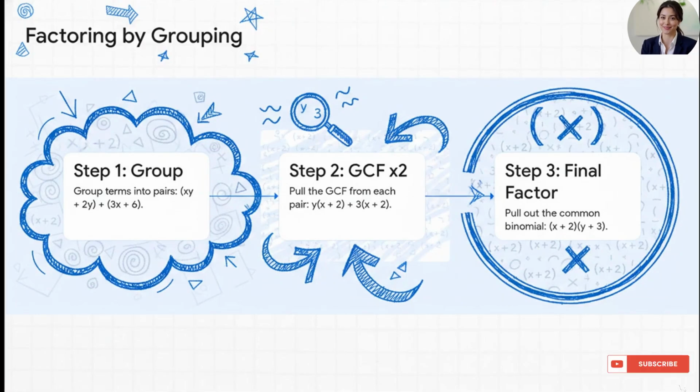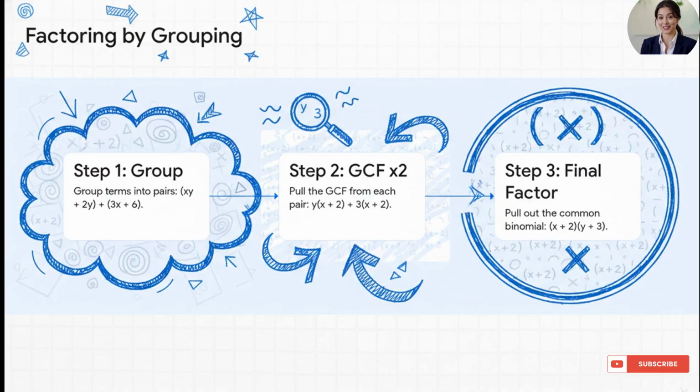Take a look at this one. First, we'll group the first two terms together, and then the last two terms. Now just look at each little group separately and pull out its own GCF. For the first pair, the GCF is y, which leaves us with y times x plus 2. For the second pair, the GCF is 3, leaving us with 3 times x plus 2.